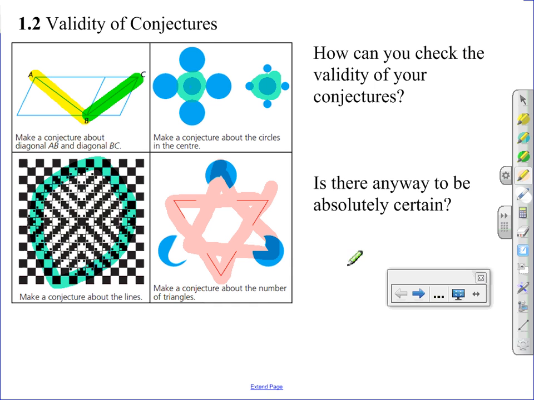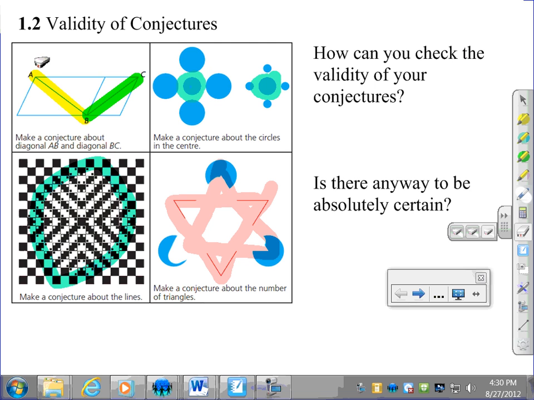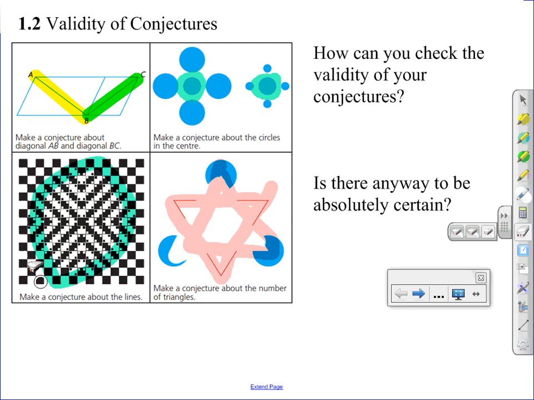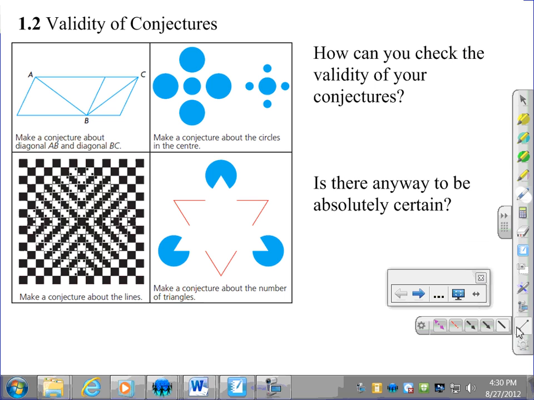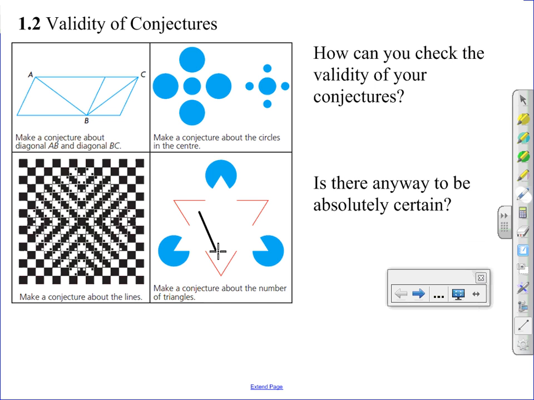Now the question becomes, how can I be certain? How will I know that anything that I just said is true? Is there any way to be sure? Especially, I like this triangles one. How can you define that? Because what if I put a line right here? Then how many triangles are there? Is that space a triangle or not?